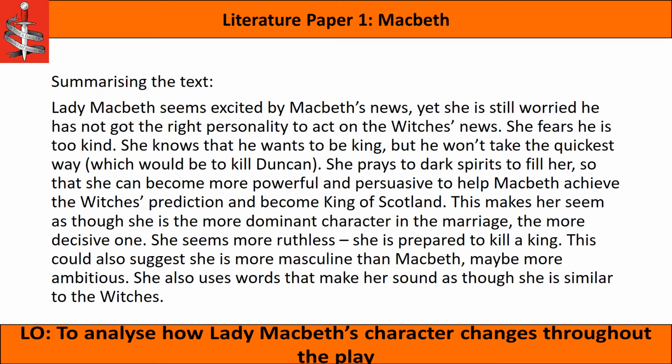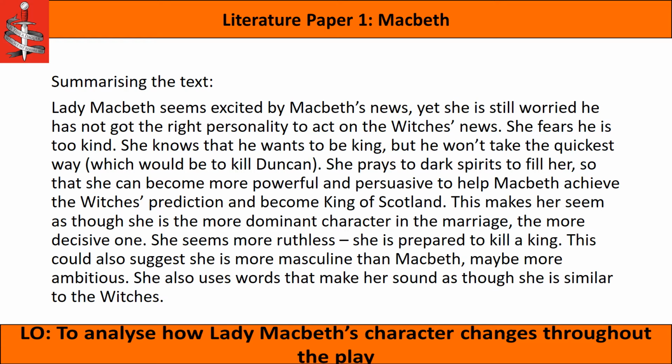Okay, so summarising what's just happened there then, this is all for you. Lady Macbeth seems really excited by Macbeth's news, but she's still really worried that he hasn't got the right personality to act on the witch's news. She thinks that he might be too kind. She knows he wants to be king and that he's got the ambition, but she fears that he's not going to take the quickest way, which, by the way, would be killing Duncan. She prays to dark spirits to fill her so that she can become more powerful and persuasive to help Macbeth achieve the witch's predictions and become the King of Scotland.